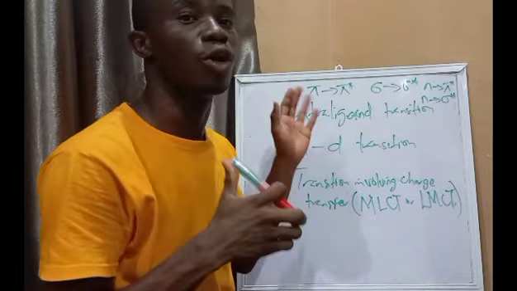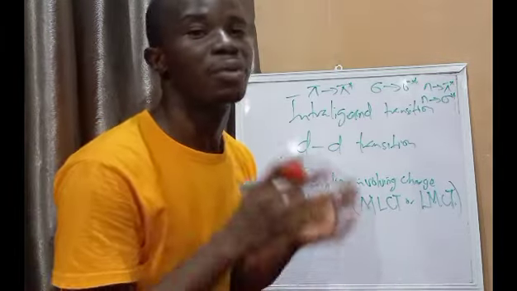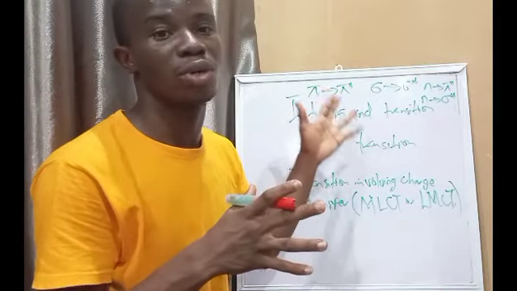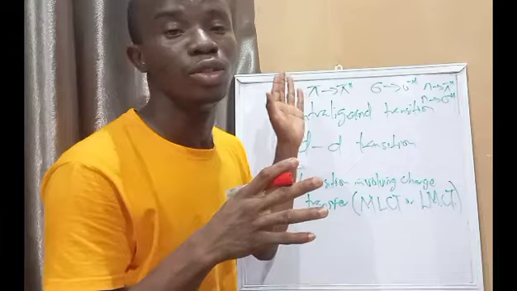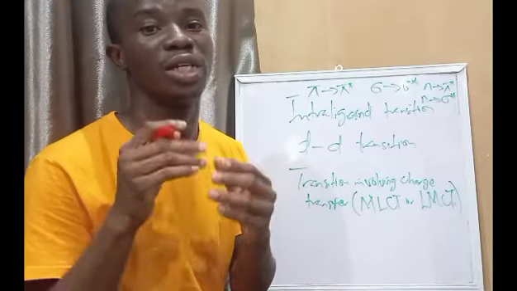And I've said two things: they occur within the ligand, the organic ligand. At the same time, the signal or the band for this particular transition is usually seen in the UV region, which is usually between 200 nanometers to 400 nanometers.